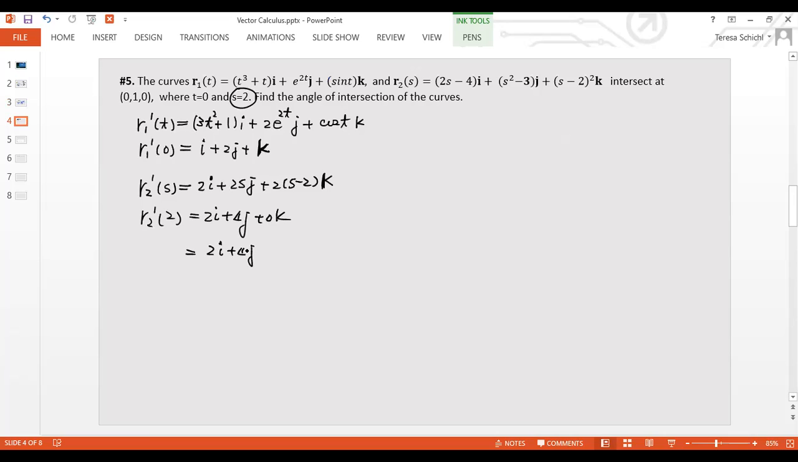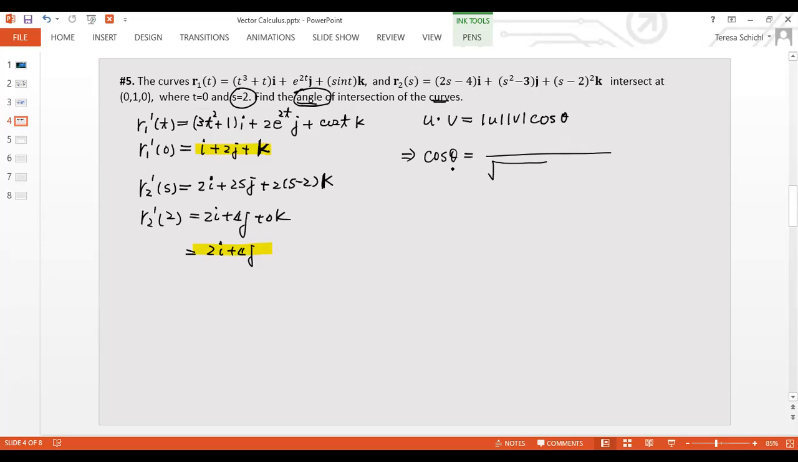Remember, I have two vectors. What is the angle? I found the tangent lines of the curves, so the angle of intersection of the curves will be the angle between the tangent lines. That's why I found them here. Remember in R3, how do we find the angle of two vectors? If you refresh your memory, u dot v is equal to the length of u times the length of v times cosine theta. That's the angle between these two.